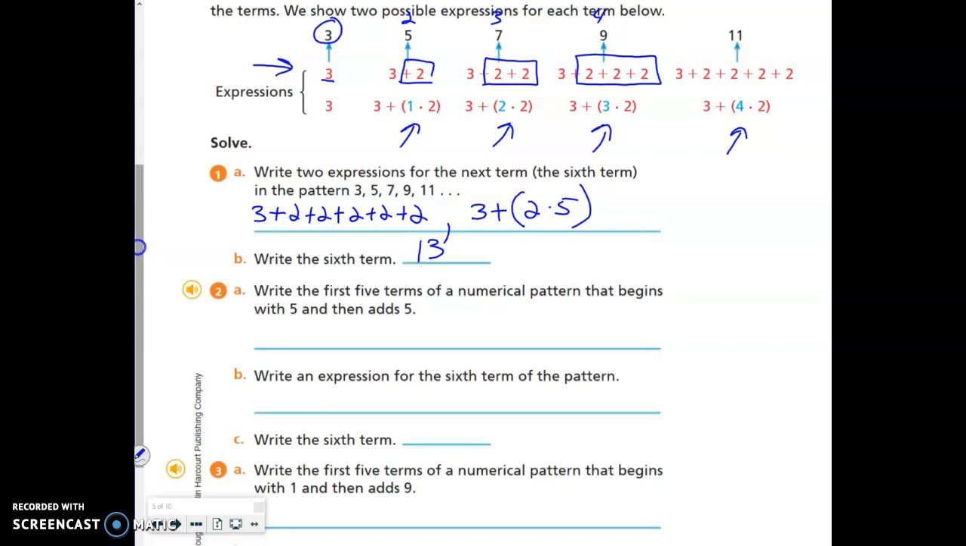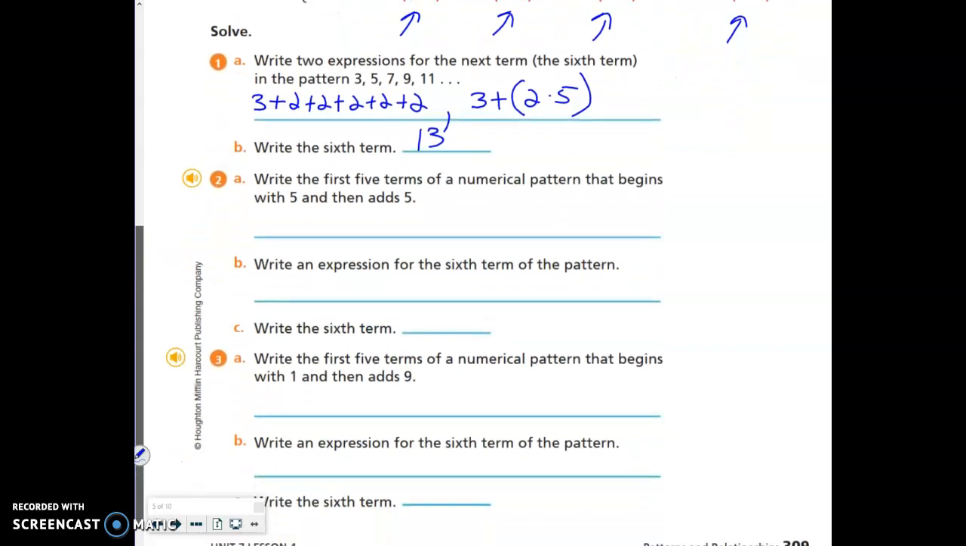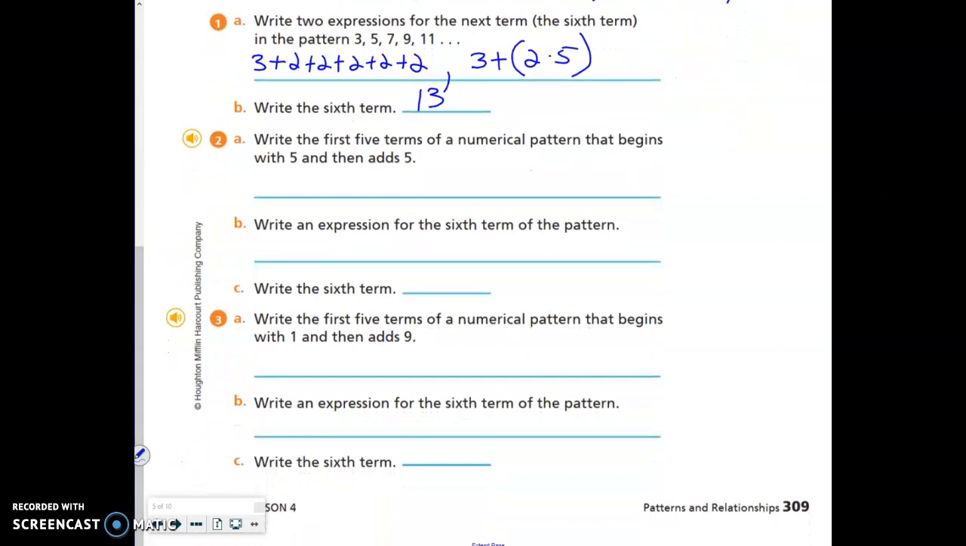All right, so now we don't have the pattern to build off of, and now we've got to listen to what they're trying to tell us here and show us for question 2. And it says, write the first 5 terms of a numerical pattern that begins with 5 and adds 5. So this is even an easier one in my opinion, because you start with the number 5, it tells you to, and then you're going to add 5.